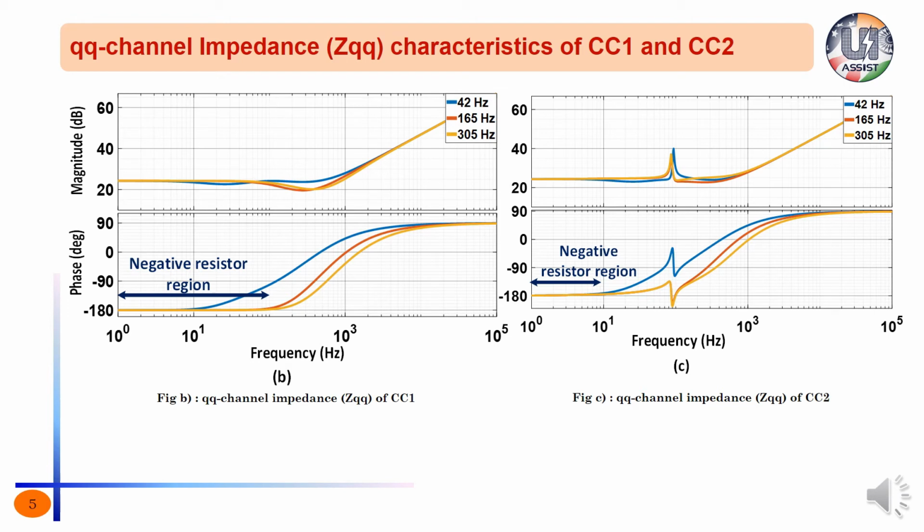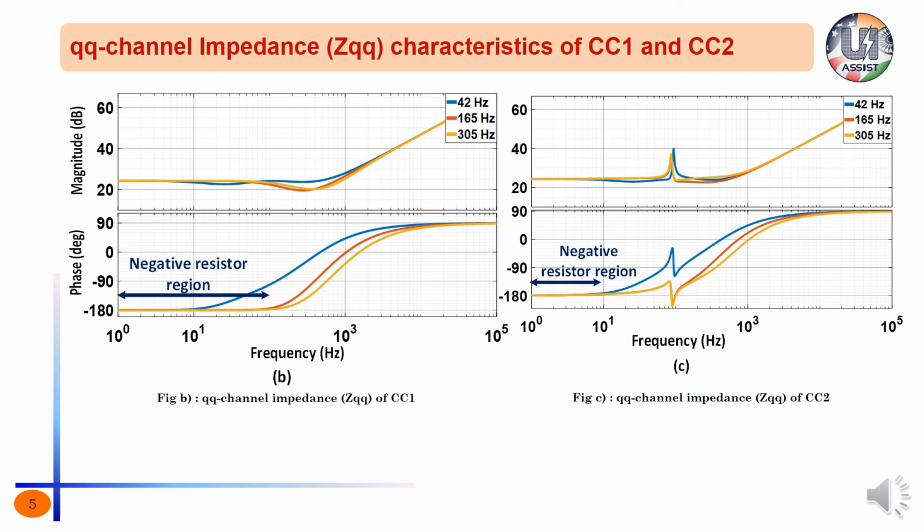We are very much interested to see the QQ channel impedance characteristics of CC1 and CC2 because PLL regulates Q axis voltage, so the dynamics of PLL affect ZQQ. In figure B, QQ channel impedance characteristics of CC1 is plotted for different PLL bandwidths, while in figure C, it is the plot for CC2 for different PLL bandwidths.